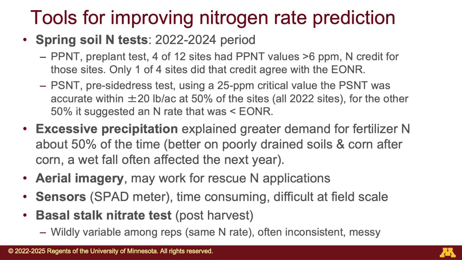Basal stalk nitrate test, that's a post-harvest test. How did we do? In this database, it was wildly variable, especially among replications at the same N rate. It would go from below optimum to way above optimum, all in the same N rate. And this is in a 1 acre field or 1 acre plot. So very inconsistent, and I don't like it because it's messy. It leaves a bunch of plants laying out in the field with their ears still attached.